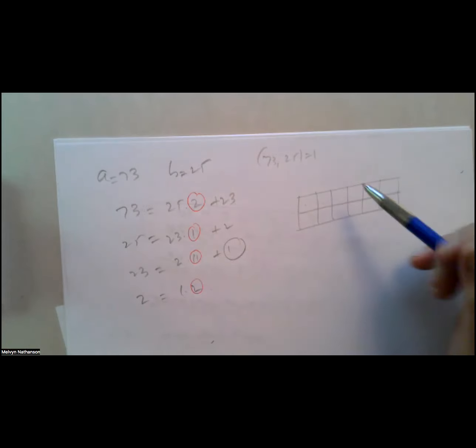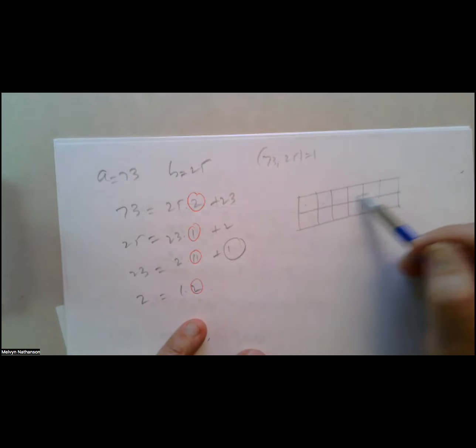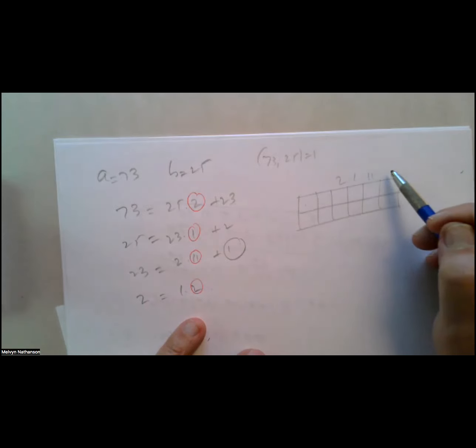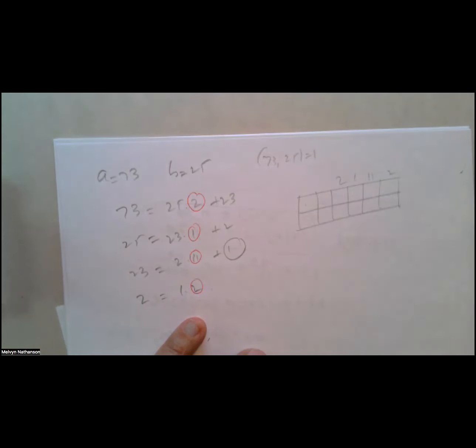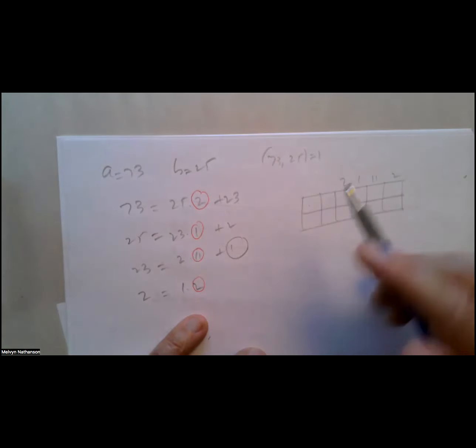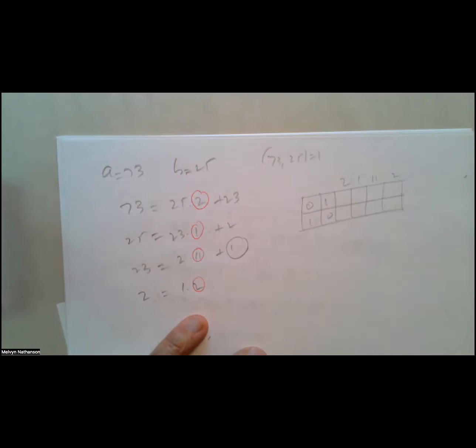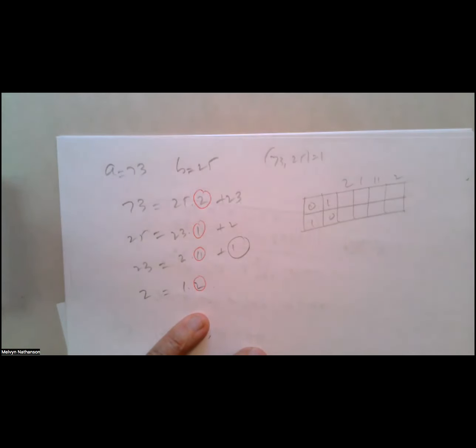And I put the quotients on top of these last 4 columns: 2, 1, 11, and 2. And I want to put 0, 1, and 1, 0 here. And I'm going to fill in the boxes. So we do it as follows.